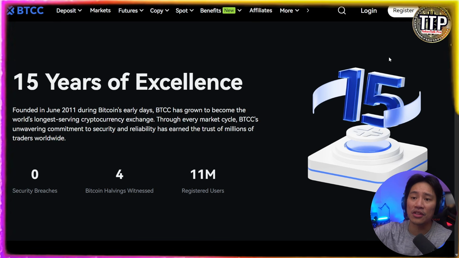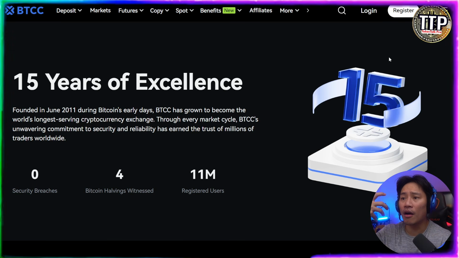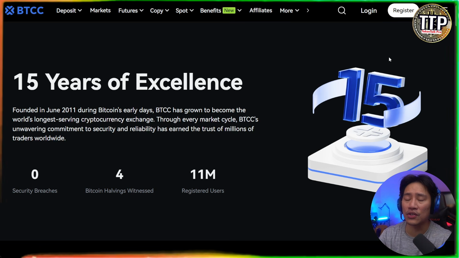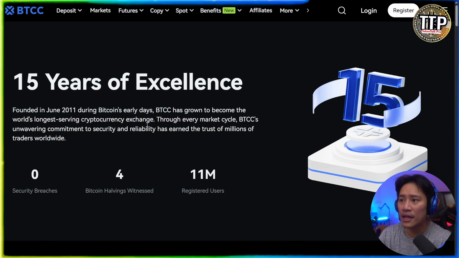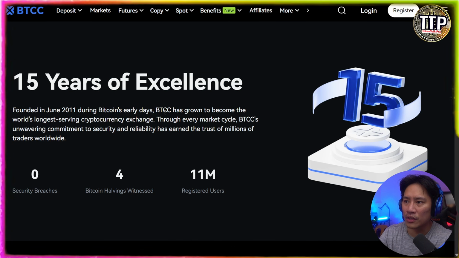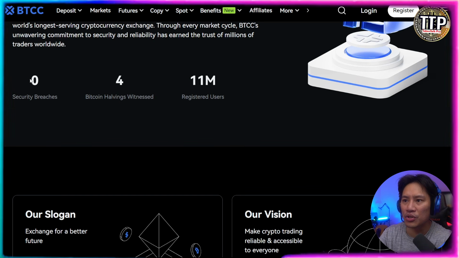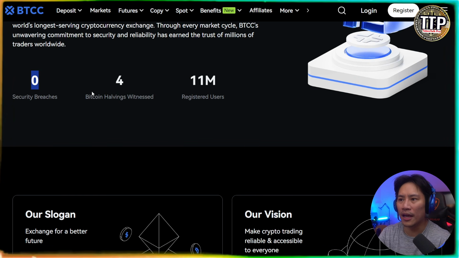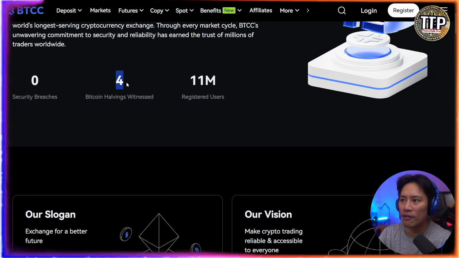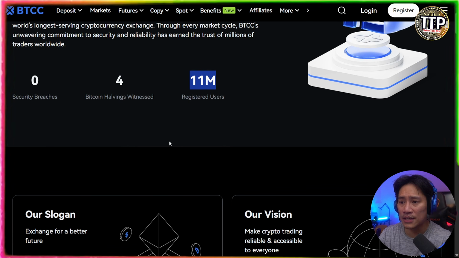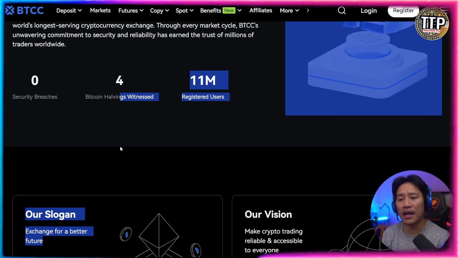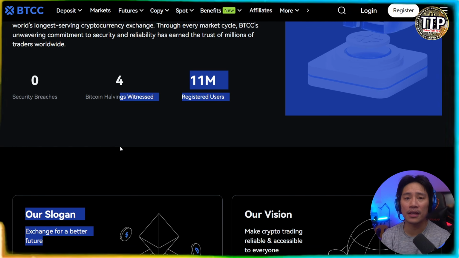This is a good thing, that they are already 15 years in the business, 15 years of excellence, founded in 2011 during Bitcoin's early days. Look at that one: security breaches, 0. Bitcoin halvings witnessed already. For registered users, they have 11 million. So again, take advantage of all the campaigns that they are doing.